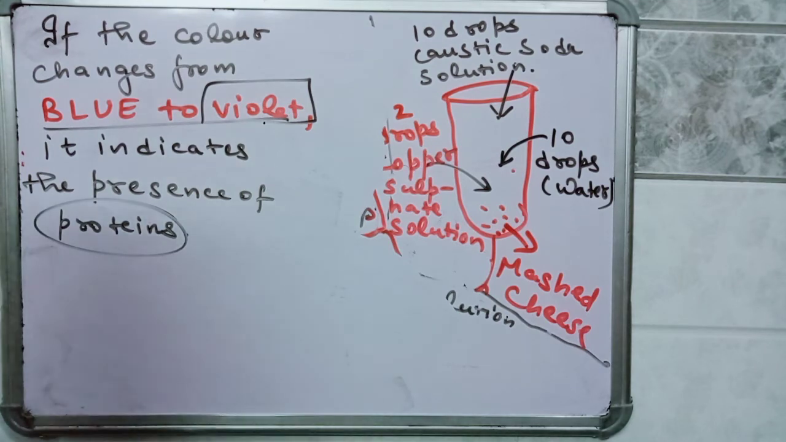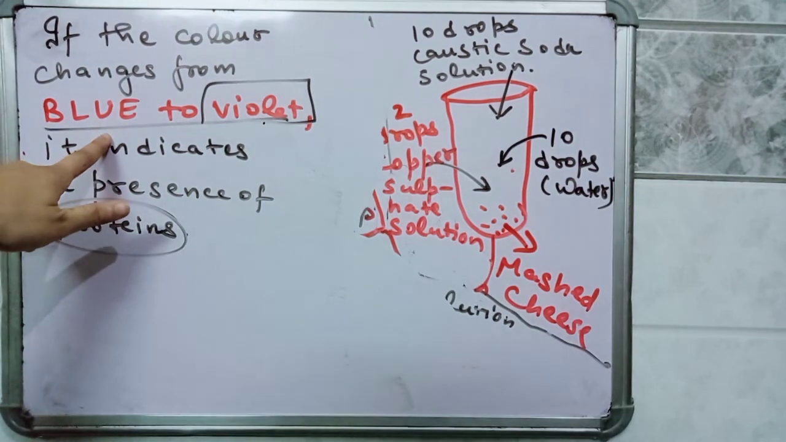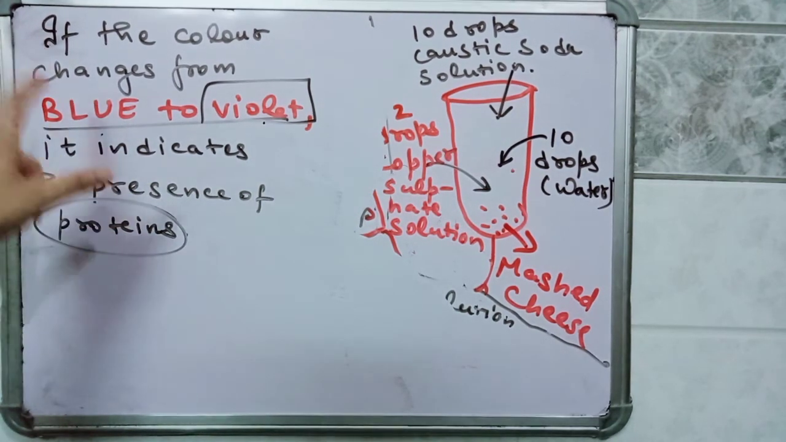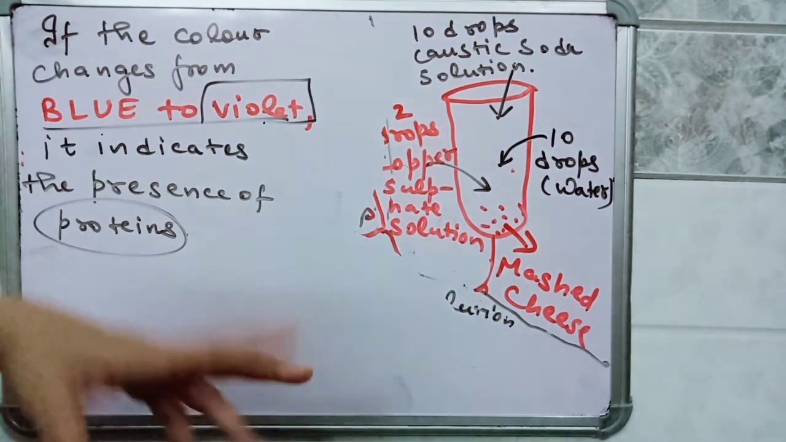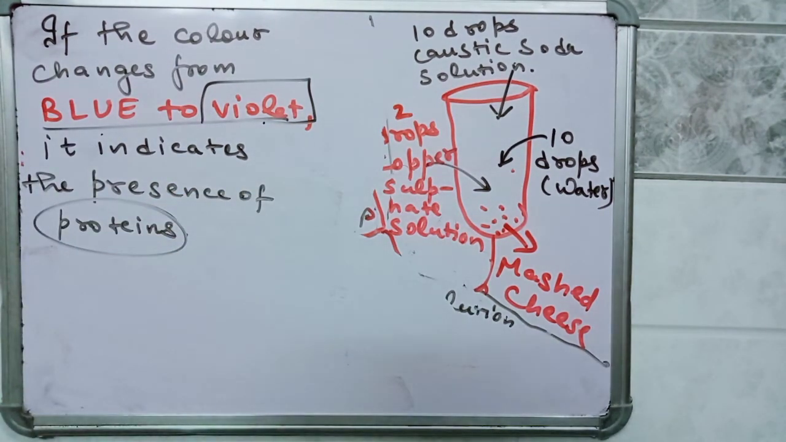If the color remains as it is, meaning the color doesn't change from blue to any other color, then it means protein is not present in that particular food. So if protein is present, the color will surely change from blue to violet.